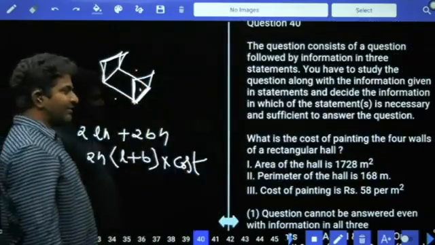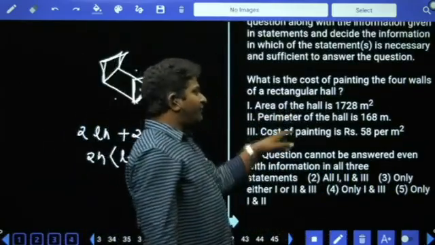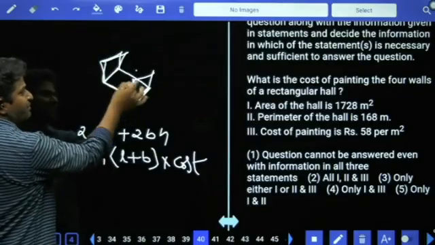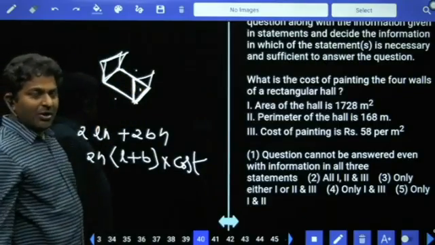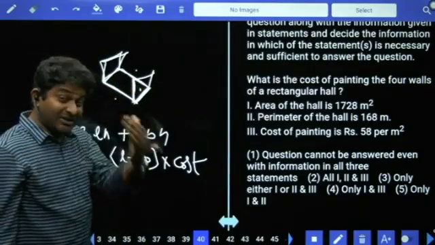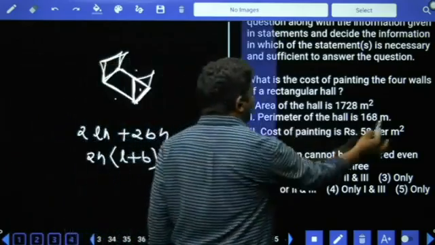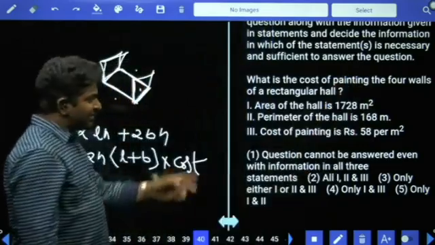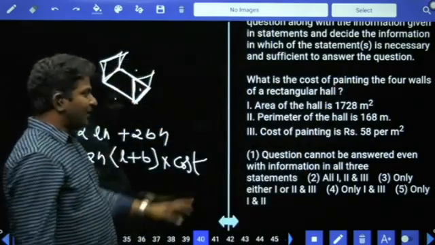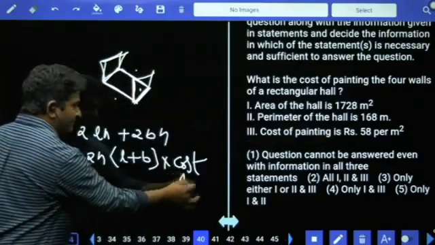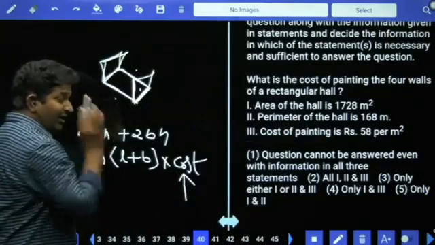Now let's see where exactly we have it. Area of the hall is 1728. Area of the hall in the sense, this is the basement area that is mentioned. Using that, we cannot even calculate how much is length and how much is breadth. Answer cannot be done. Perimeter of the hall is 168. Second alone is also not sufficient. The cost of painting is 58. So cost is given. But 3 alone is not sufficient.